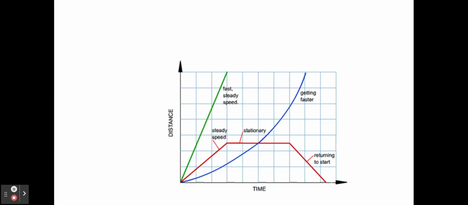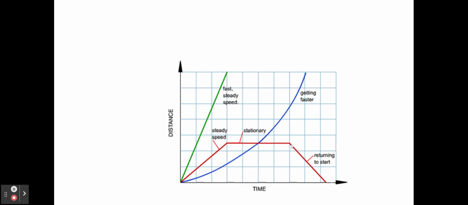Okay, so we've got some examples of distance time graphs here. The red line, or the red graph, shows an object moving at a steady speed up to a point, and then it stays stationary.